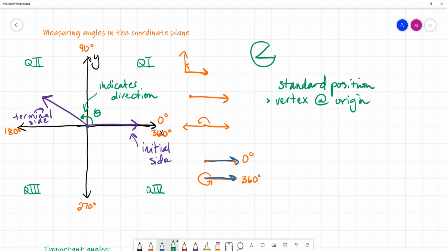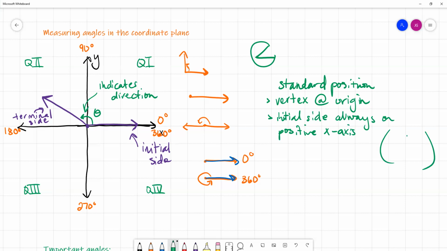Okay, and then the other thing is that the initial side of the angle is always on the positive x-axis. Okay, so it's not enough to say x-axis, we have to make sure we say the positive x-axis. Okay, so what does that mean? That means if I have my coordinate plane, then my initial side is always going to be here on the positive side of the x-axis, the right-hand side.